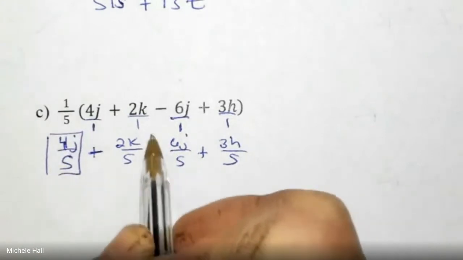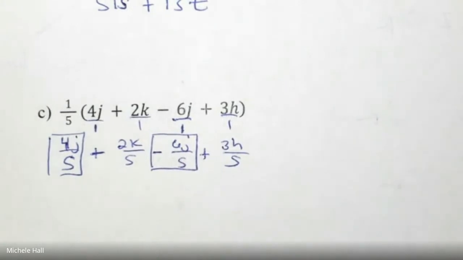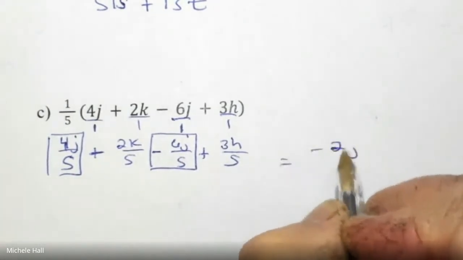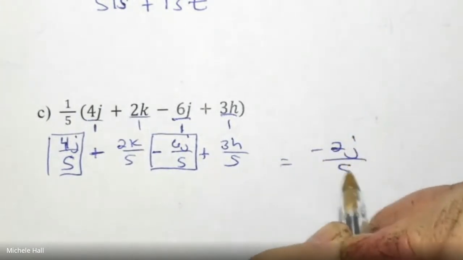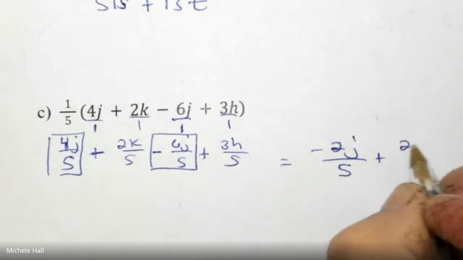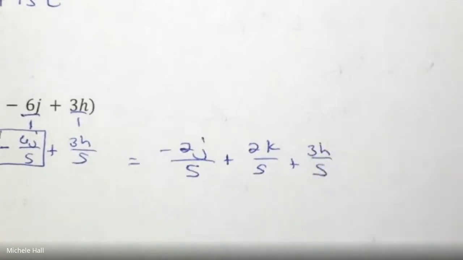Very good. Notice how I keep my signs inside of my squares or circles. It helps to remind me if I'm adding the same sign or different signs. What do we get for 4J fifths minus 6J fifths? Excellent. Negative 2J fifths. And then we have a K and an H term, so nothing to do with that. 2K fifths. Positive 3H fifths. Okay, that was one thing you had to do.